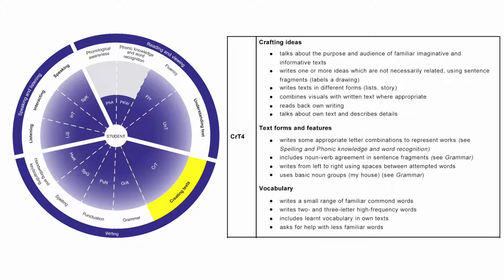Connections between different sub-elements and elements in the progression are indicated in brackets. For example, C grammar or C spelling and phonic knowledge and word recognition. This recognises the interconnectedness of literacy skills. The amount of time it takes students to progress is not specified in the progression, since students' literacy develops at different rates. It is also important to remember that the indicators are not prescriptive and do not form a checklist.